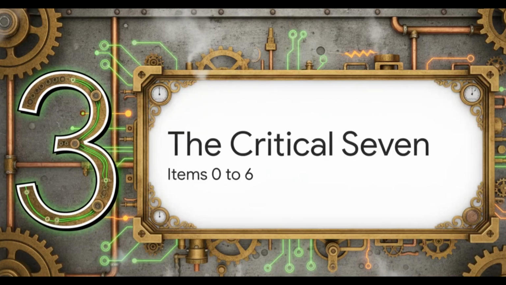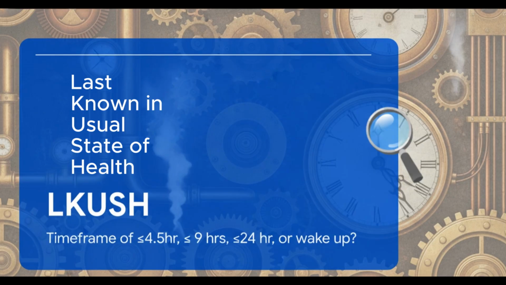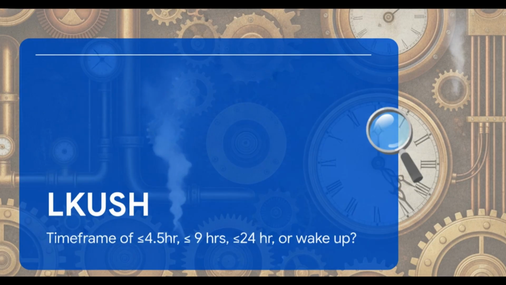Section 3, the critical 7. Items 0 through 6. This is the data fueling our decisions. Before we can administer any kind of therapy, we have to establish LKOS. That stands for last known and usual state of health. Defining this is absolutely essential because it acts as the master anchor point. It literally starts the ticking clock for every single decision that follows.